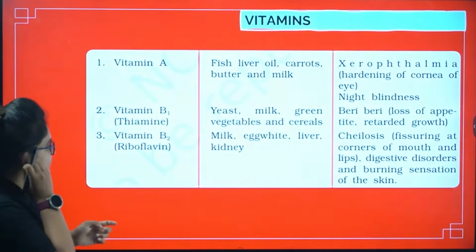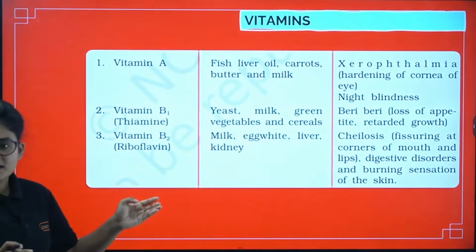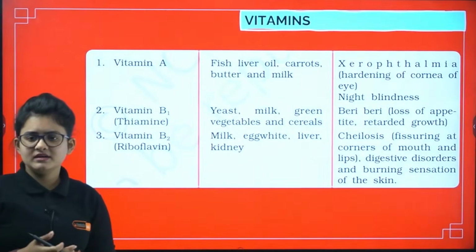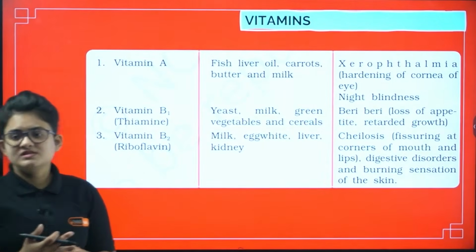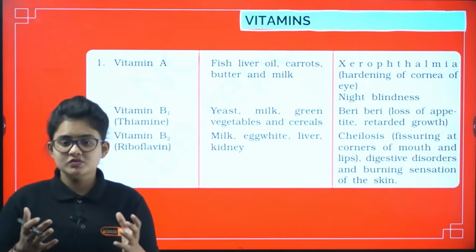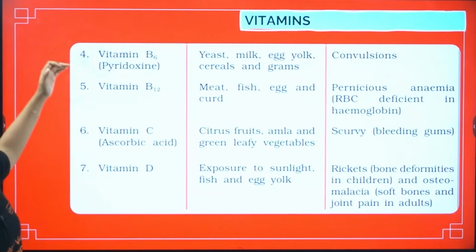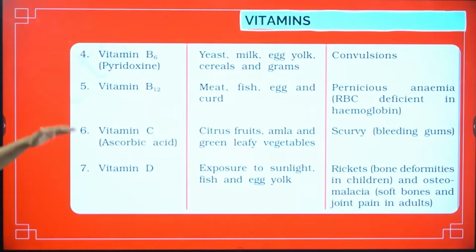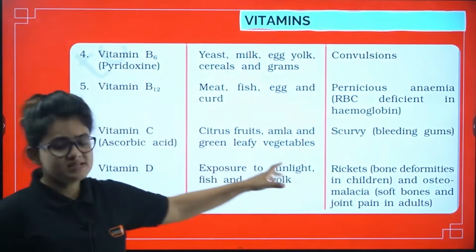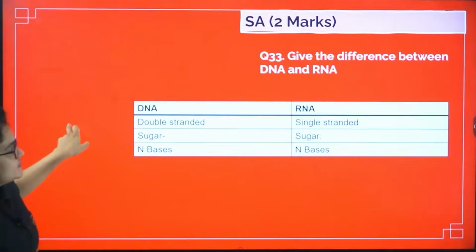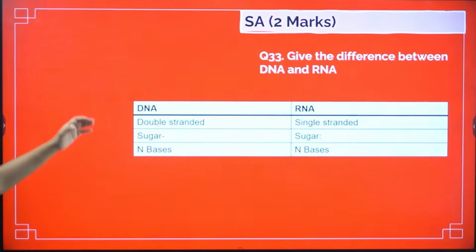Next, vitamin B2, that is called riboflavin. We can get it from egg white, liver. We can expect some fissuring of the corners of the mouth and lips. So this type of thing. Next, you can see vitamin B6, B12, vitamin C, D. In accordance with that, you have to remember the different diseases. Any one can be asked. Next, give the difference between DNA and RNA. So here comes the difference, you can see.